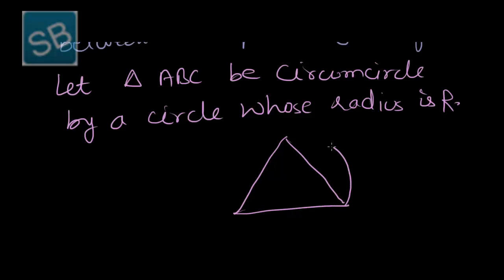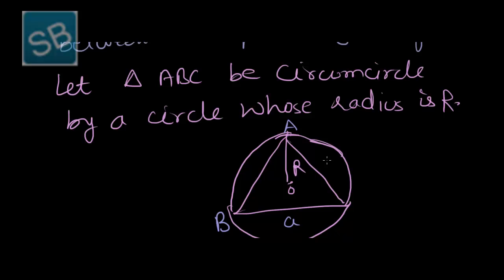So this is a circle. This is O, its center, and this is its radius R. This is vertex A, and the opposite side gives its length a. This is vertex B, and the opposite side gives its length b. This is C, and the opposite side gives its length c. So this is all about the triangle.